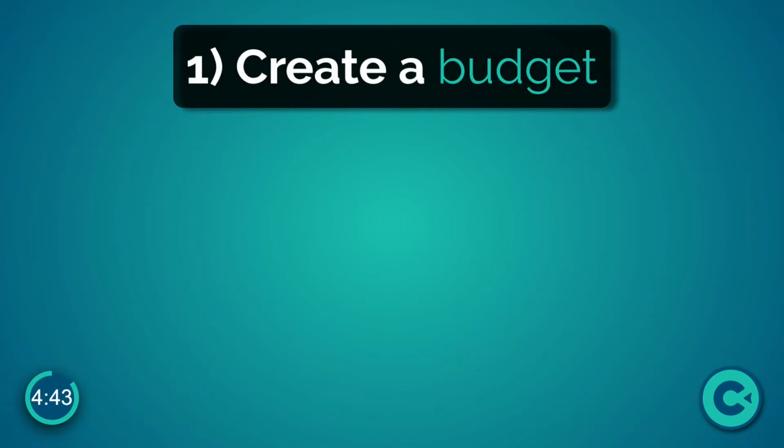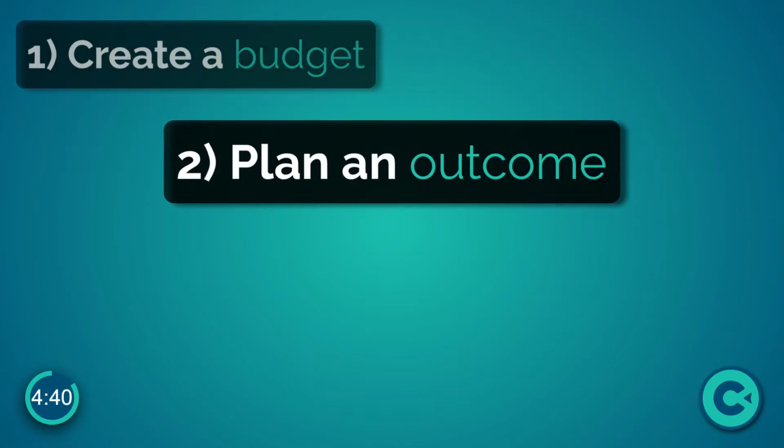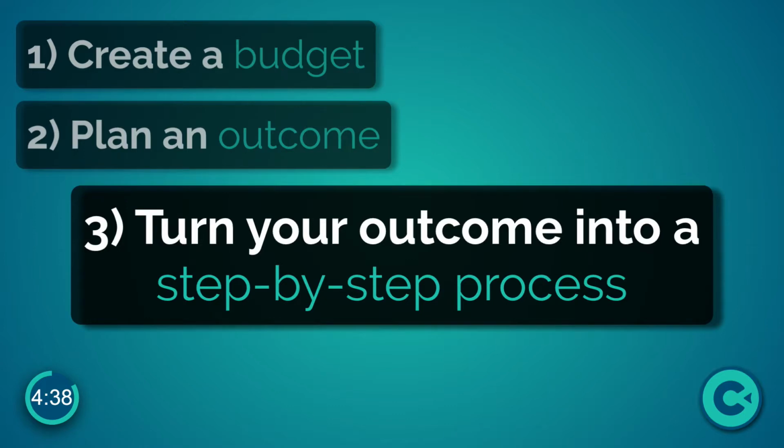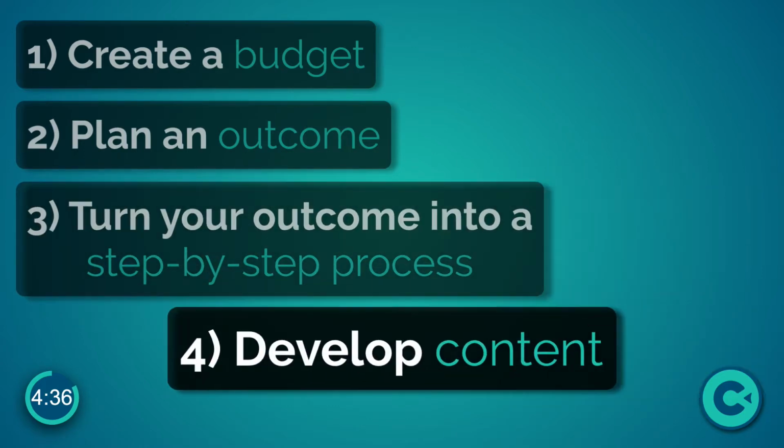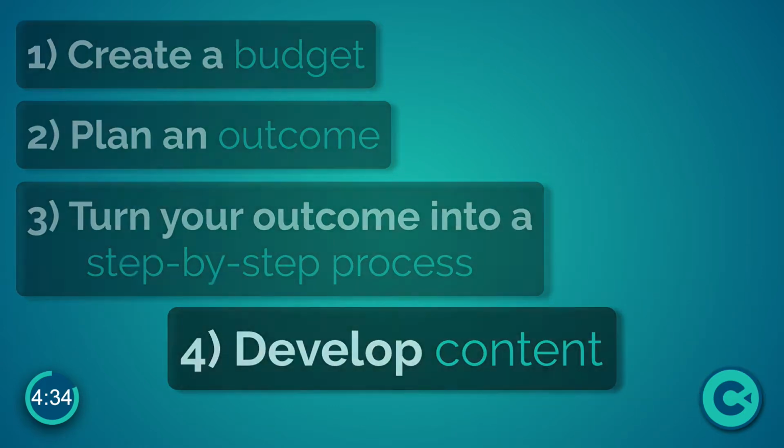First, create a budget. Then plan an outcome. Then turn your outcome into a step-by-step process. And then develop content around that process.